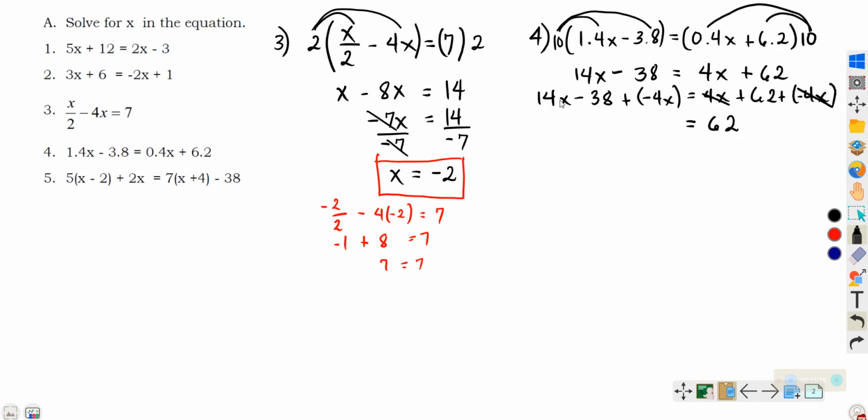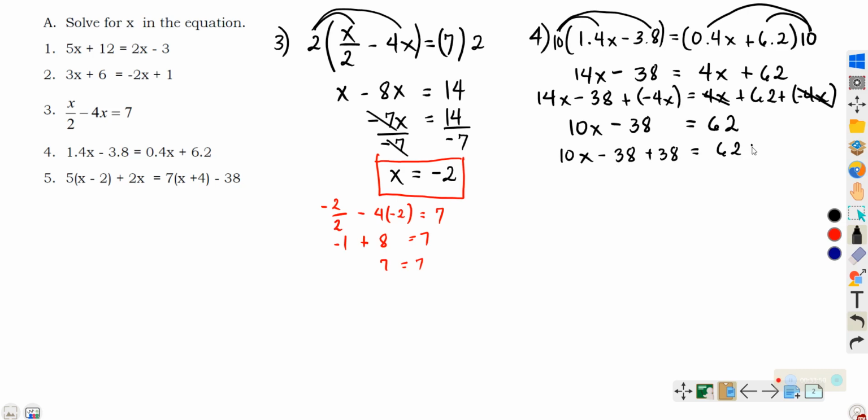And then, 14x plus negative 4x is simply 14x minus 4x, that is equal to 10x. Then, kopyahin nyo muna yung minus 38. Ayan. So, yan na yung ating simplified equation. So, ang sunod naman natin aalisin ay yung negative 38. So, para mawala na siya, mag-a-add tayo ng positive 38. Kasi negative siya, diba? So, positive ang i-add.